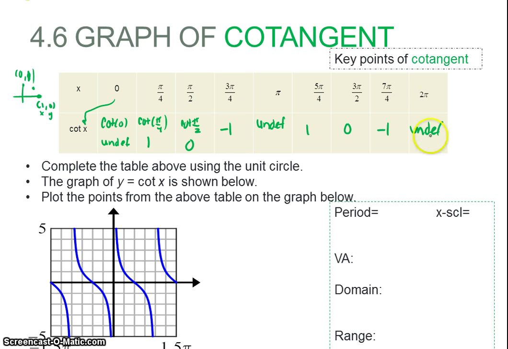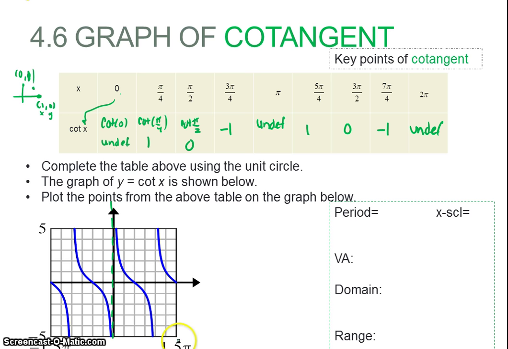Okay, so I went ahead and filled it out, and I'm going to plot these points just like I did with tangent. So I'm going to plot the point 0, undefined. Well, at 0, I'm going to have a vertical asymptote, which is undefined. So I'm going to draw in my vertical asymptote. At pi over 4, I have 1.